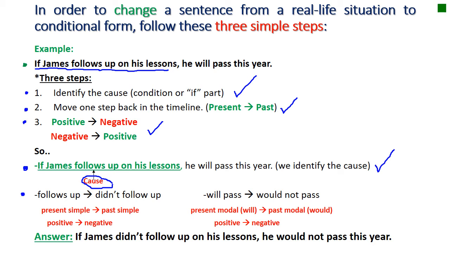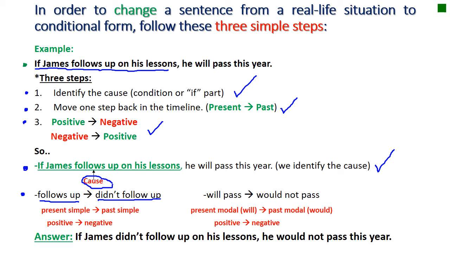Step 2, move 1 step back in the timeline. Where's the verb here? Follows up. Follows up is in which tense? Present simple. This is a phrasal verb, by the way. Follows up becomes didn't follow up. Why? Because we changed it into the past simple and we had to put it in the negative or else it wouldn't be logical. Follows up, didn't follow up, positive, negative, past simple.